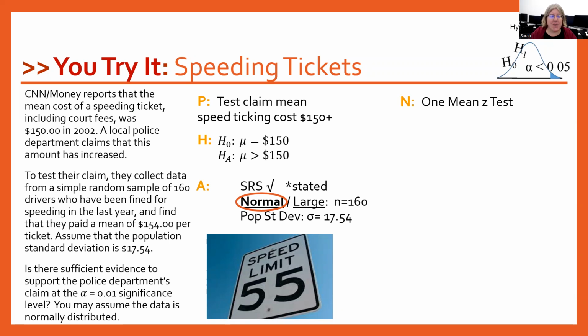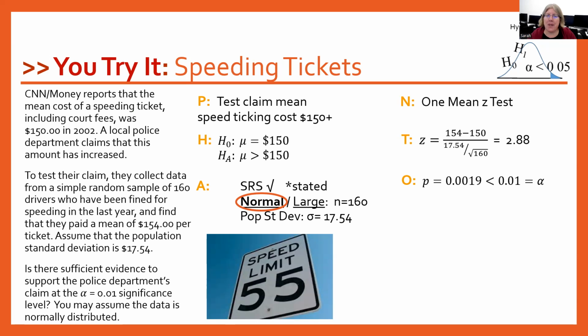Our population standard deviation is given as sigma equals 17.54. And because we're using the standard deviation that comes from our population, this is going to be a one mean Z, as in zebra, test. Then I'm going to plug everything in and calculate my test statistic. So 154 minus 150 over 17.54 divided by the square root of 160. I get a test statistic of about 2.88, and with that a p-value of 0.0019. So we're talking about less than 1%.